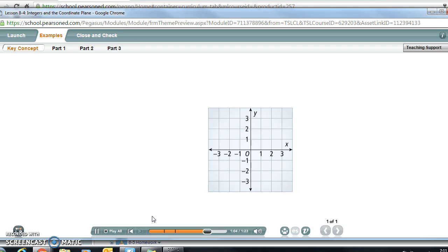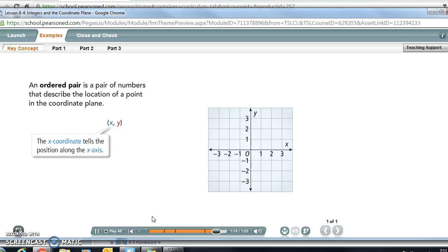Just like you can locate points on a number line, you can locate points in the coordinate plane. An ordered pair is a pair of numbers that describe the location of a point in the coordinate plane. The x-coordinate tells the position along the x-axis. The y-coordinate tells the position along the y-axis.